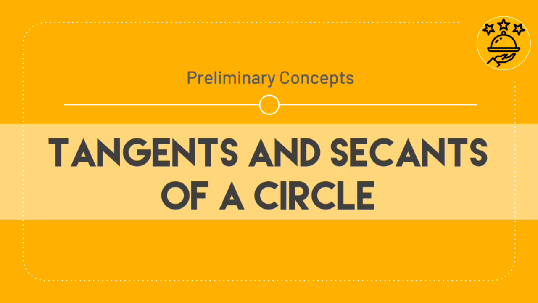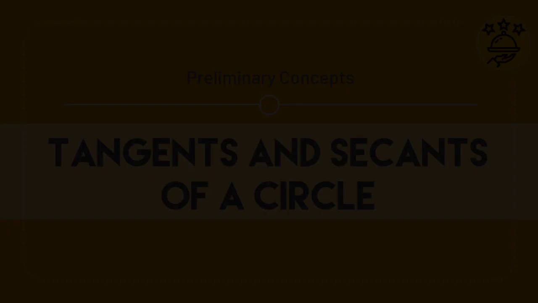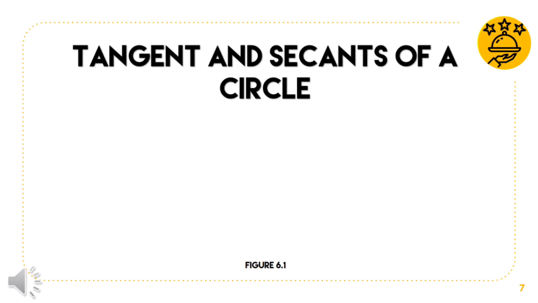Before we start discussing the angles formed by tangents and secants, let us have first these preliminary concepts. Given a circle, lines could be drawn in such a way that it is coplanar to the circle. Figure 6.1 shows the different cases by which those lines and the circle could appear on a plane.